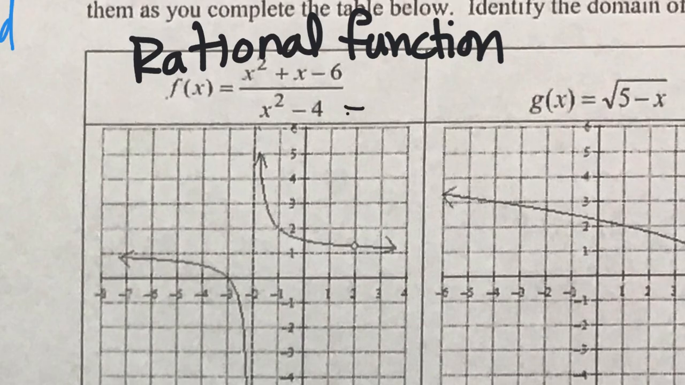So we know that the denominator can never be 0. Okay, and this is our key to doing the algebra. Okay, we have to exclude any number that makes our denominator 0 from your domain.